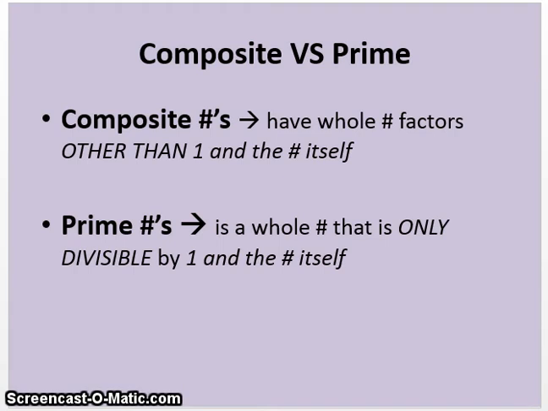The two types of numbers that we're dealing with are composite numbers versus prime numbers. Composite numbers have whole number factors other than 1 and the number itself. For example, 4 is a composite number because not only do 1 and 4 go into 4, but also 2. Prime numbers are whole numbers that are only divisible by 1 and themselves. For example, 2 is a prime number because the only thing that you can multiply to get 2 is 2 and 1.